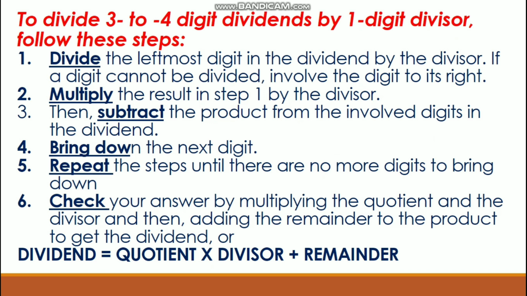Of course, after that, you have to check if your answer is correct. That is done by multiplying the quotient and the divisor. And if we have a remainder or leftover, just add it to that. Then the final answer should be equal to the number in the dividend. To understand these steps deeply, let's have some examples.